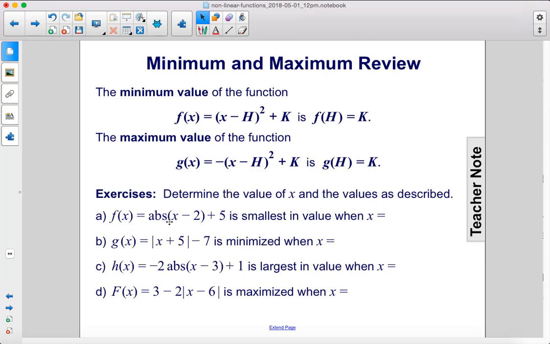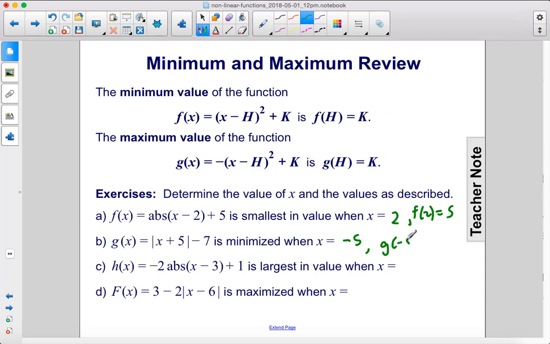If f(x) = |x - 2| + 5, this is smallest in value when x equals 2. When x equals 2, this equals 0, and f(2) equals 5. g(x) = |x + 5| - 7 is minimized when x equals negative 5. g(-5) equals, well, this whole thing drops out, and we're left with negative 7.